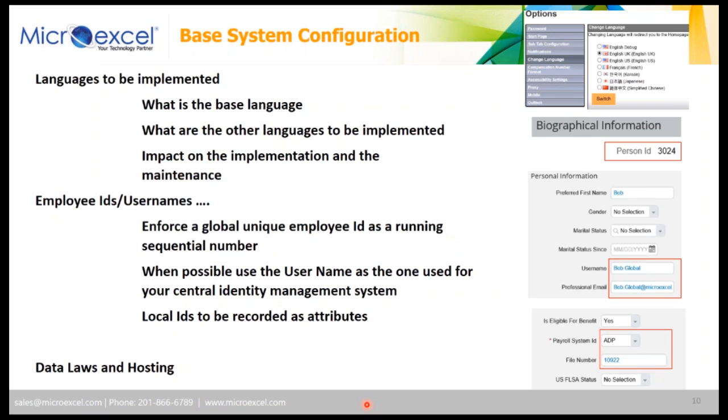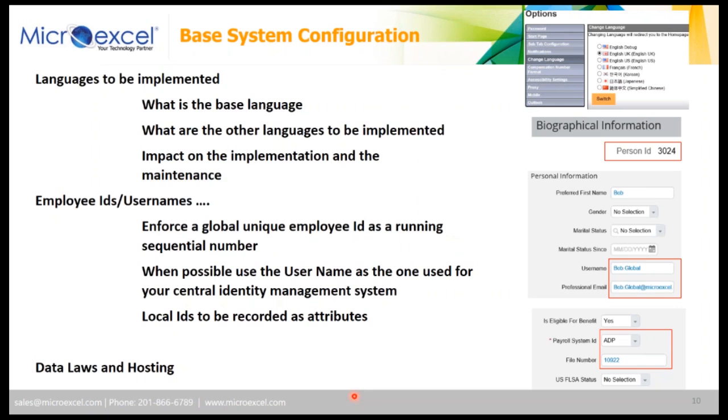Of course, we need to interface to local systems, and therefore what's important is to be able to store local IDs and interface them back to local systems. So in this example, my payroll system is ADP. This employee is employee 3024, and his file number in ADP is 10,922. Tomorrow he goes to another region in the US or another country, he may still be in ADP, but it's going to generate another file number. But the employee will always stay under the same person ID or the same employee ID.